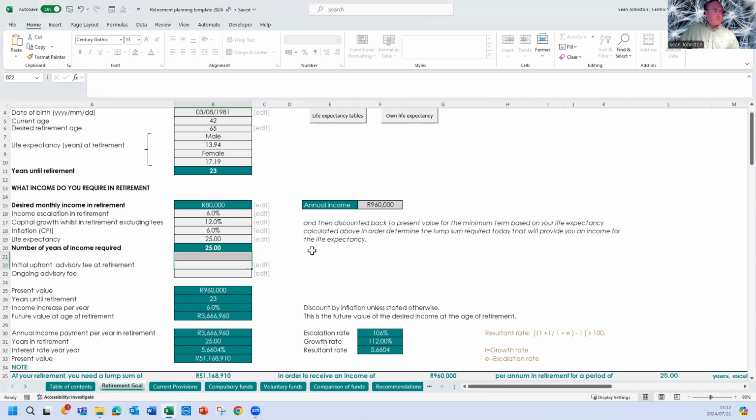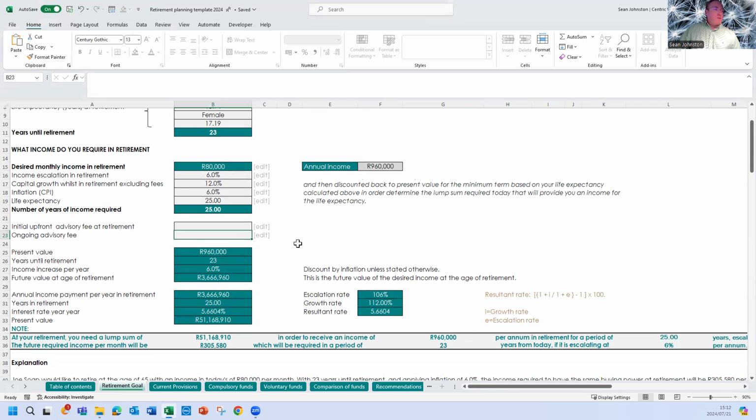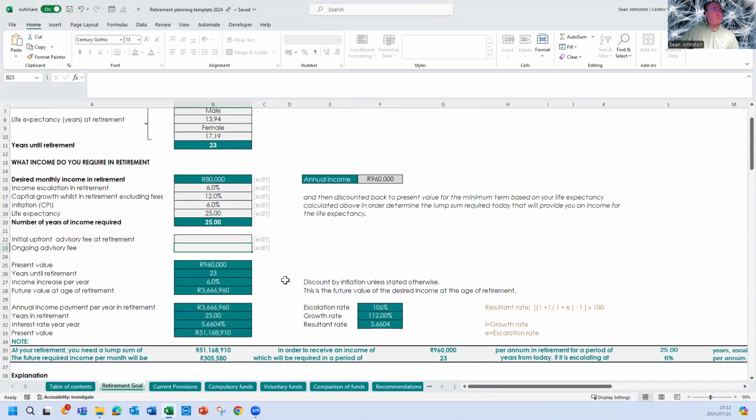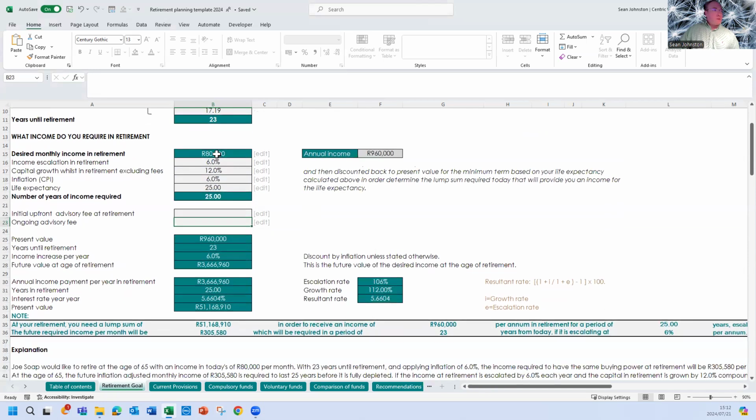Now, in this case, I've left the initial upfront and ongoing fees blank. I can put an ongoing fee in there if I really want to. What that does is calculate the lump sum requirement. I'll first do it without, and then I'll include the ongoing advisory fee, and you'll see how this lump sum changes. But let me just explain this so that you understand any figure you put in. So 80,000 in today's terms has to last for 25 years.